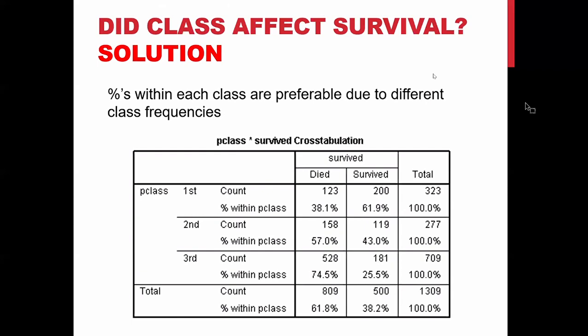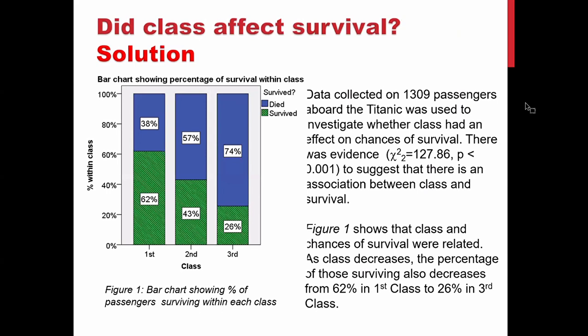On did class affect survival, for the contingency table, a multiple or stack bar chart can be used, based on frequencies or percentages within. Adding labels with the percentages in the charts can be helpful. The data collection on the 1,309 passengers aboard the Titanic was used to investigate whether class had an effect on the chances of survival.